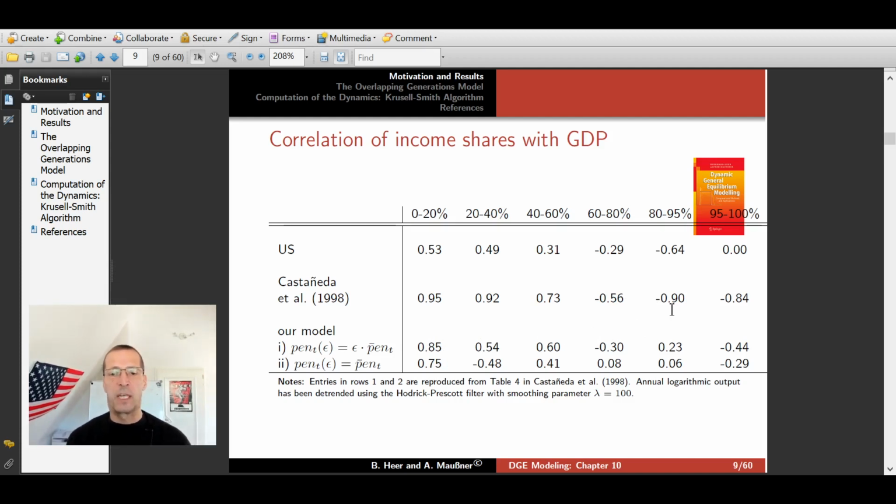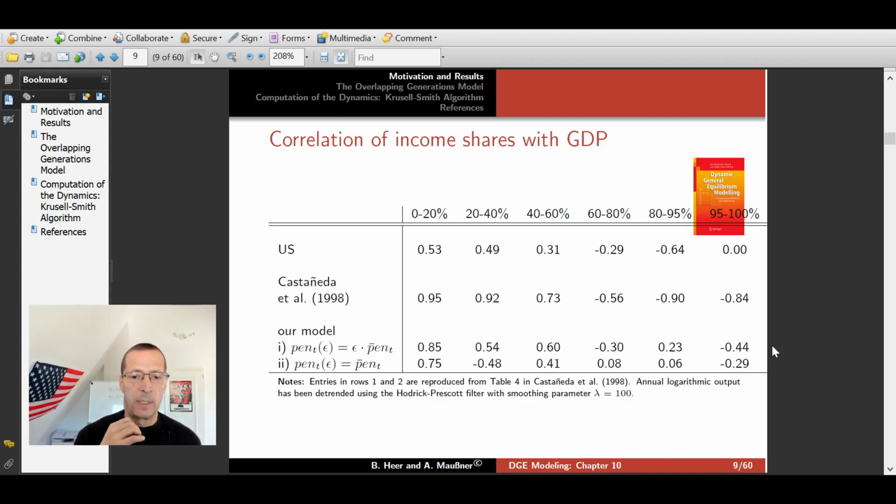So this helps to get a little closer to the empirical values with respect to the first 4 income quintiles, but not in the top income quintile. And we also analyze whether it makes a difference whether the pension is progressive or not.